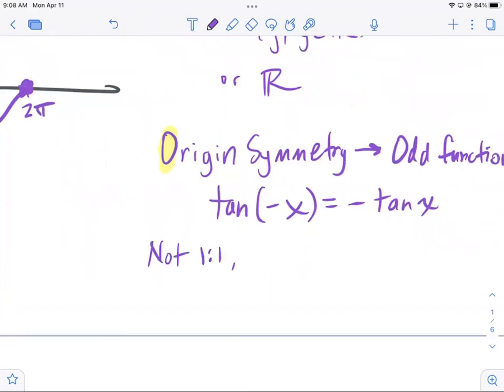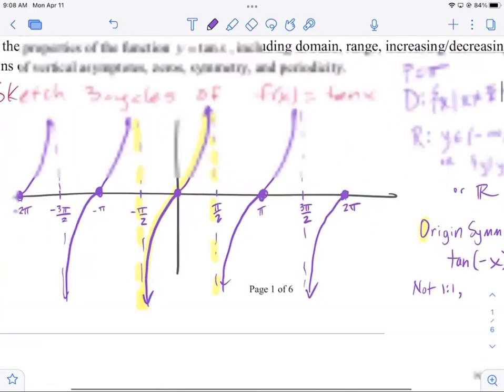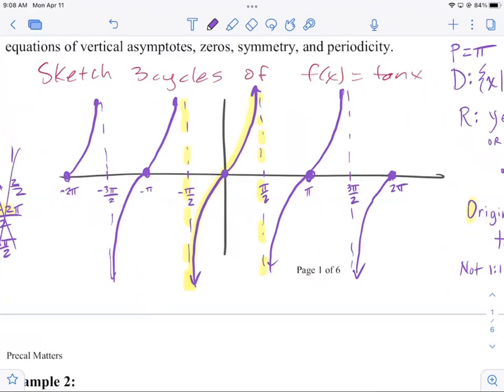But is it monotonic increasing? Monotonic increasing means increasing and increasing only. Sine and cosine were increasing and decreasing, right? Up and down and up and down. Does tangent go up and down and up and down? No, it just either goes up or down. We read a graph from left to right.